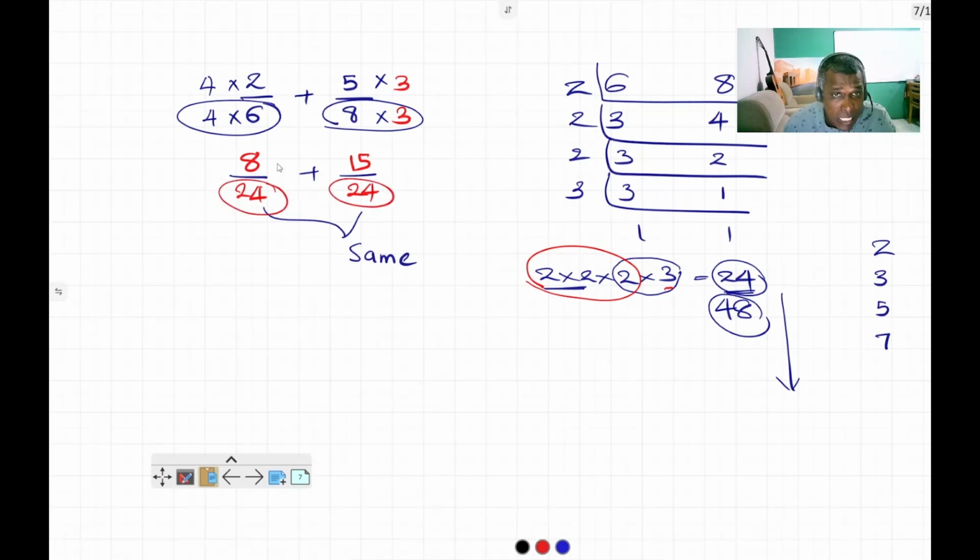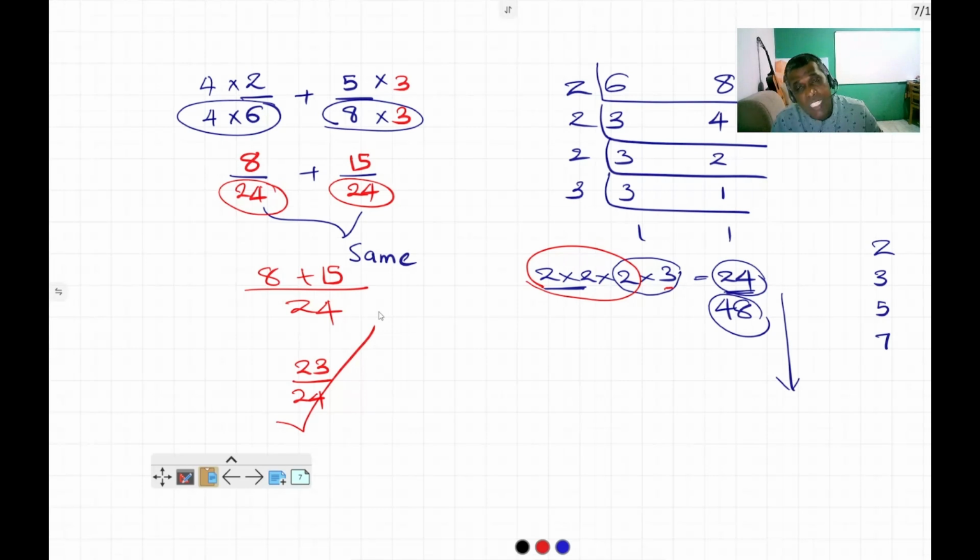Now we can easily add because they have a common denominator. They have the common, which is also the least value. Otherwise we can get something bigger than that one, which is not good. So we have to take the common denominator and add them. 8 and 15, we can add easily by getting 24 as the denominator. It's getting 23. So this is one usage of LCM.